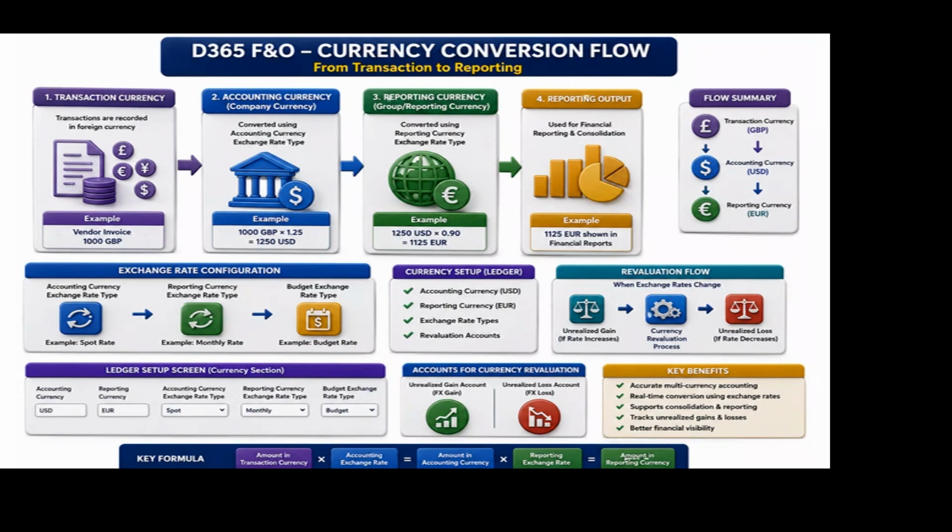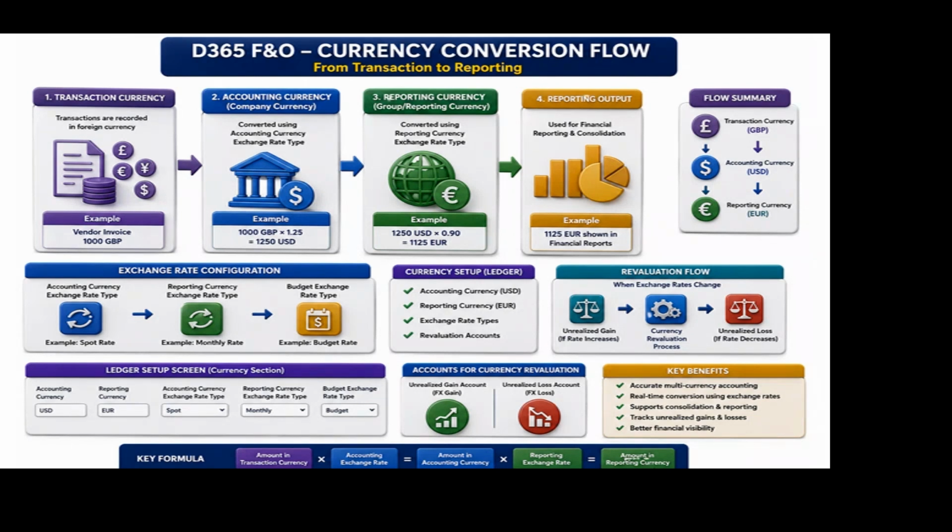Again, you can see there, the amount in the transactional currency times the exchange rate is what we call the amount in accounting currency, and the amount in accounting currency times the reporting exchange rate is the amount in reporting currency. If you see the formula at the bottom, amount in transactional currency times the exchange rate gives you the amount in accounting currency, which is what you use to record all your transactions. And then if you multiply it by the reporting exchange rate, it gives you the amount in reporting currency.